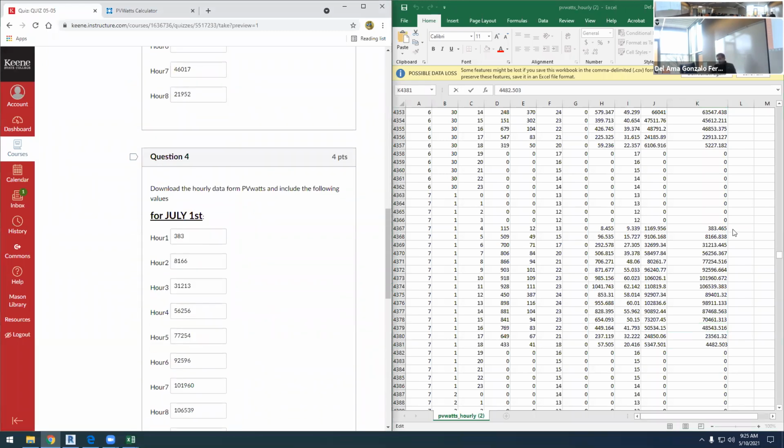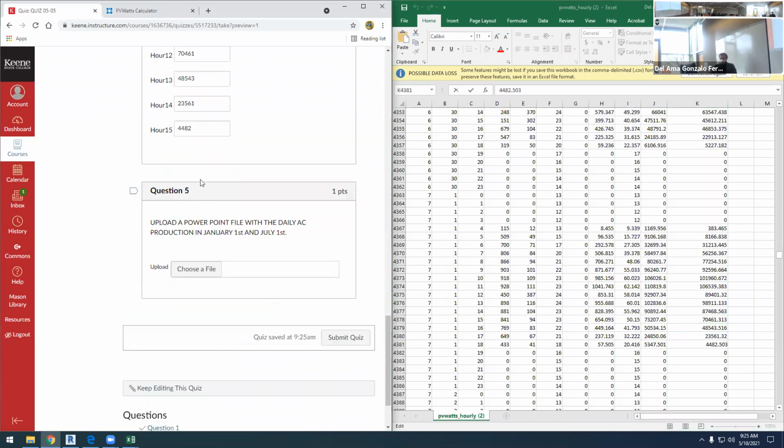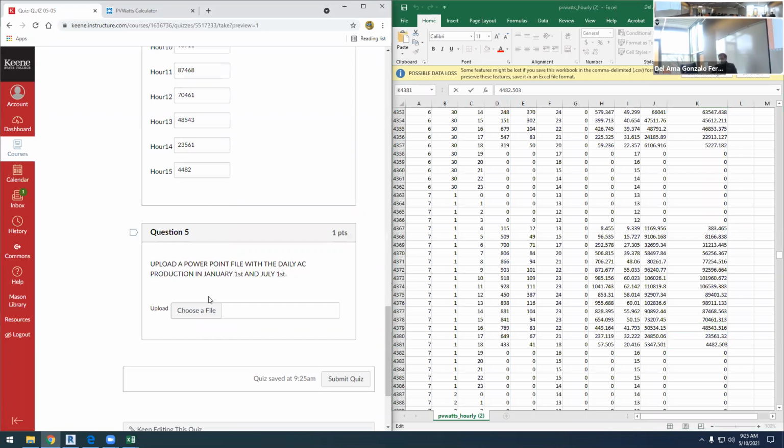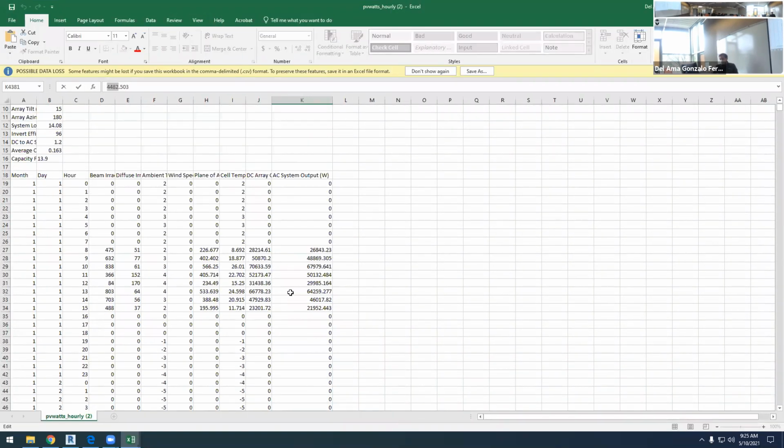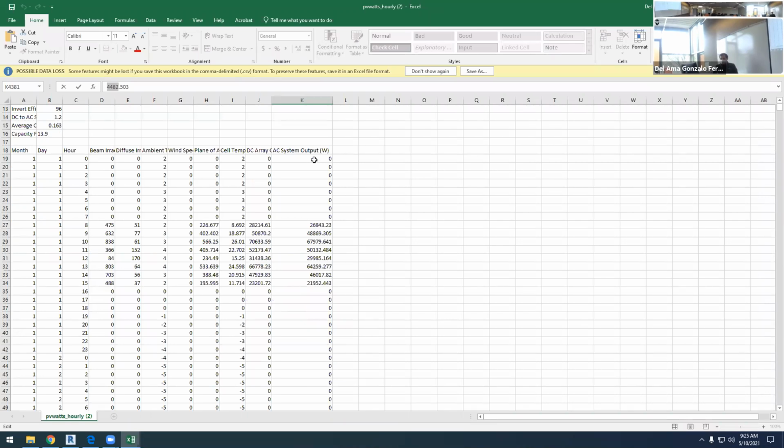Okay, that's it. You have to copy without any decimals, and you have to paste this value here. And then finally, we have to produce the graphics. So I'll do it again. On January the 1st, we need this input.